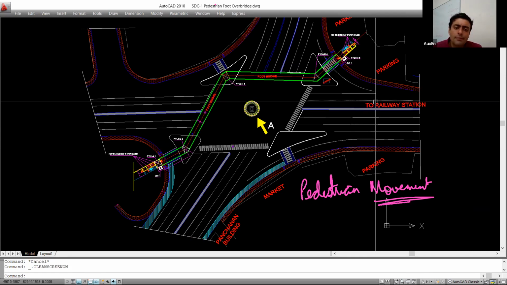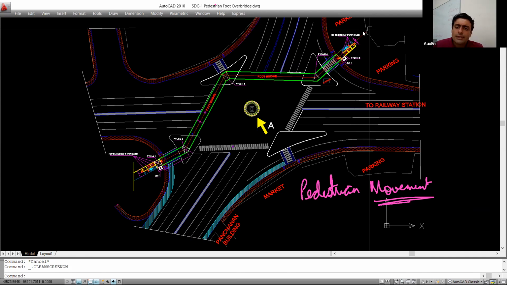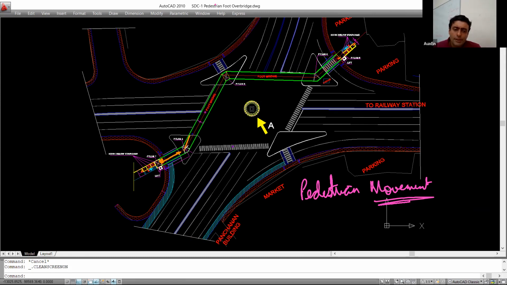We were involved in doing the design of the pedestrian footover bridge. The footover bridge that they planned was from here. Can you see these orange arrows? So this is the footover bridge that they planned, and it was planned as a two-way pedestrian bridge. Two-way means people in both directions can walk and cross. So this was planned.